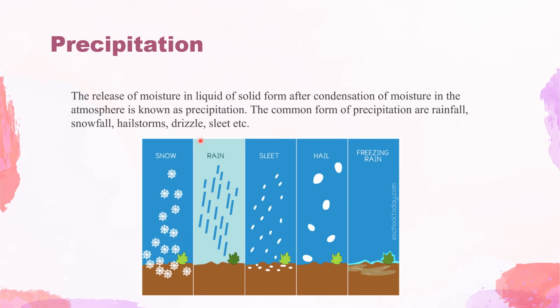The common forms of precipitation are rainfall. You see water comes in the form of water droplets. Water vapor is turned into water droplets. That is rainfall. Now you get snow also. Then hailstorms. You see hailstorms are shown here. Big pieces like stones come down. So this is ice falling down. Then you have drizzle and sleet. Sleet means a little more sheet-like piece of ice falling down. So here the different forms of precipitation are shown.